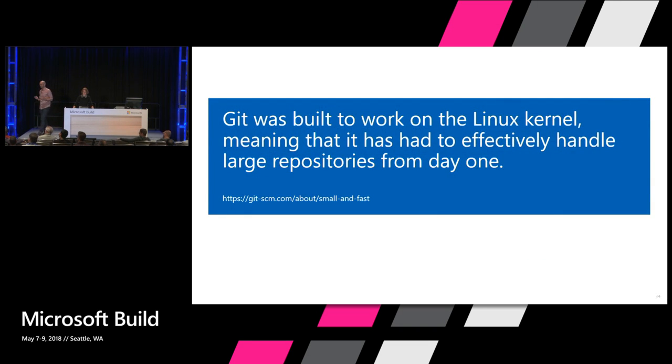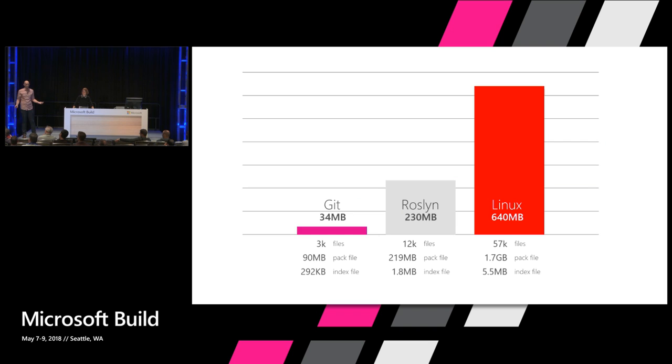Now, you might be wondering about this because actually on the Git webpage, I visited this morning, gitscm.com says that Git was built to work on the Linux kernel, meaning that it's had to handle large repositories from day one. Okay, so why did we have a problem moving Windows into Git then? Linux is a big repository. If you compare it to some other open source repositories, if you want to compare it to Roslyn, Roslyn's about 230 megabytes of source code when you check it out, of documentation, of tests. The Git repository that manages the Git version control system itself is a mere 34 megabytes.